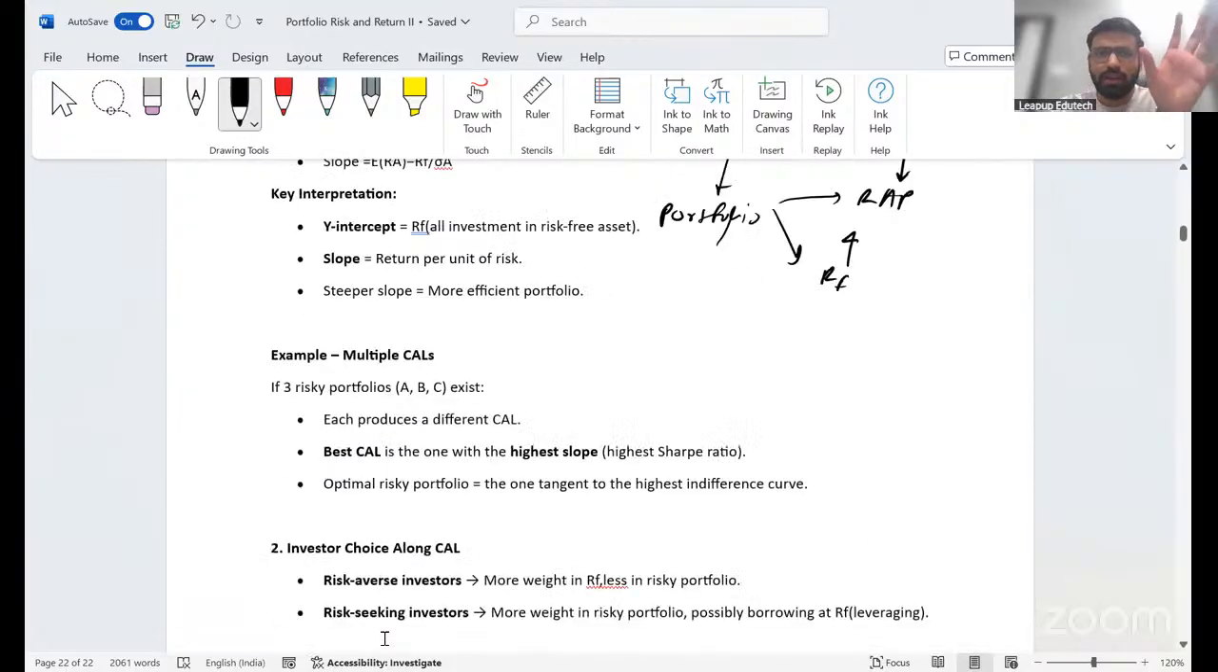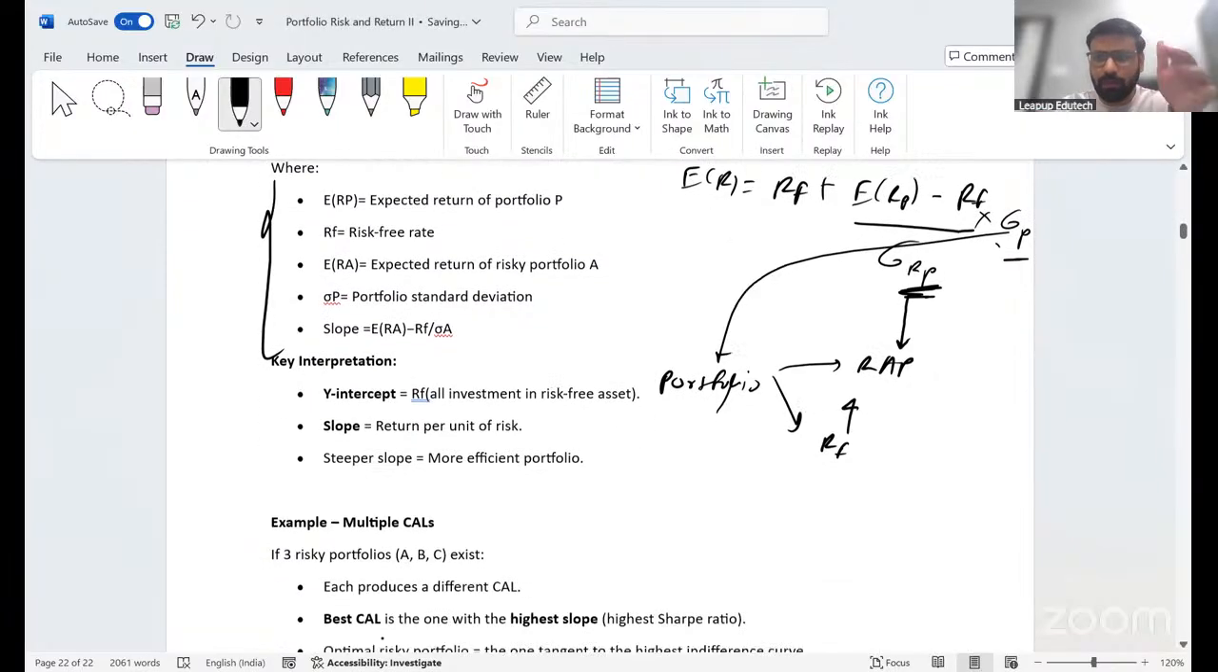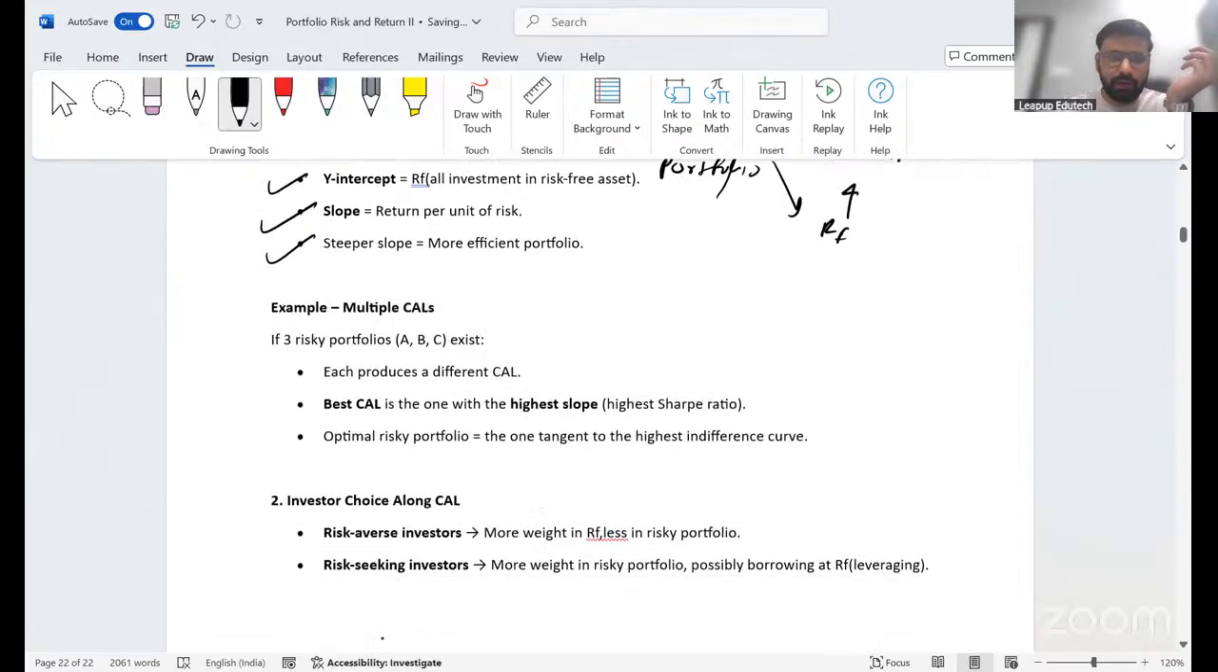So we do understand CAL a little. And this is what the formula is, and these are the different parts of the formula that have been defined. And the key interpretation of what is the y-intercept, what is the slope, and all of those things have been defined here. Right.